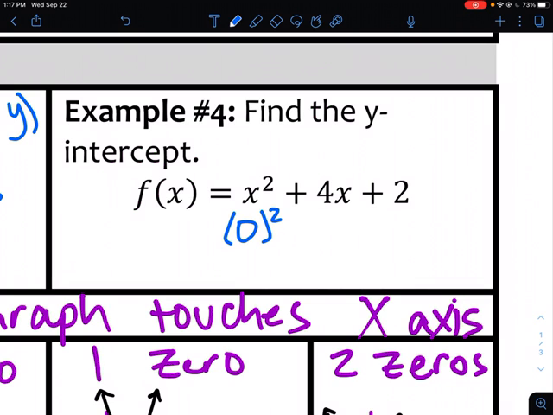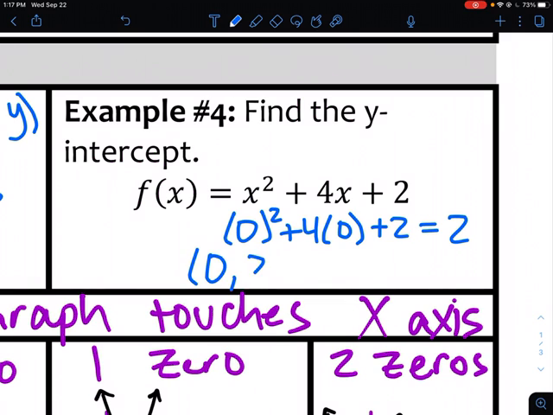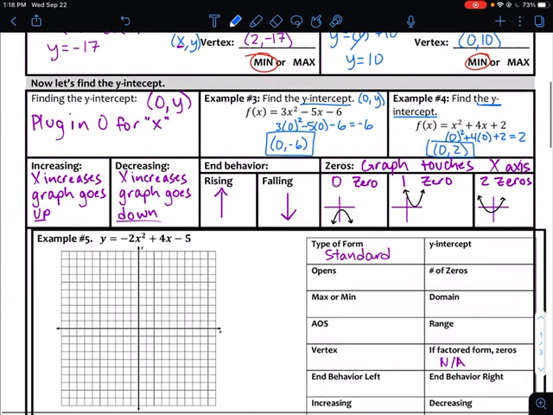So we're going to plug in zeros. Plus 4 times 0. Some of you guys might be finding a pattern here pretty soon. You're looking at a 2. So 0, 2 would be our y-intercept here. All right, let's check these notes out.